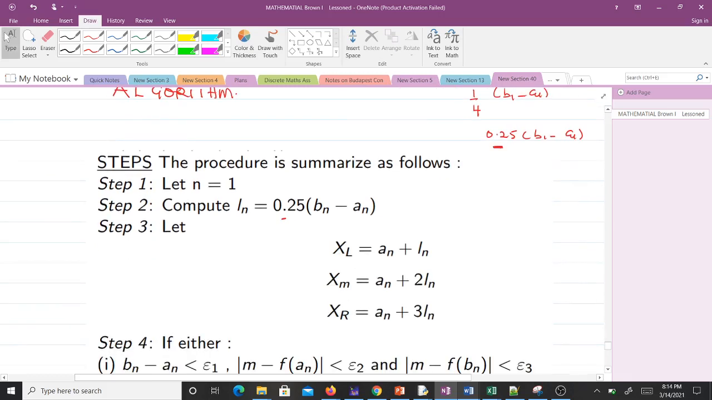So we will compute Ln to be this. After getting our Ln, our XL will be an plus Ln, our XM will be an plus 2Ln, and XR will be an plus 3Ln. So that's step 3.